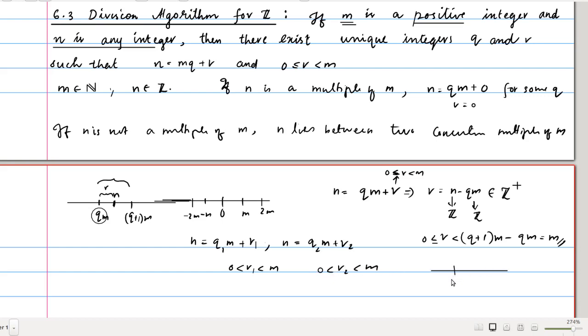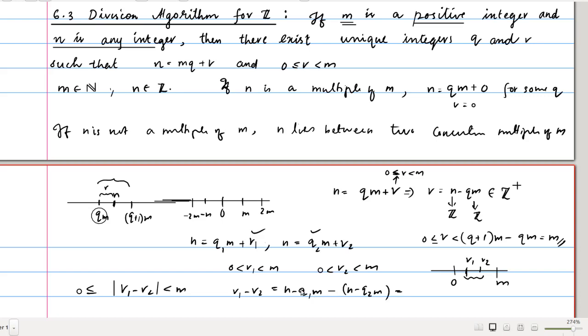That means if we have m here, a positive quantity, and suppose we have r1 and r2 in between these two numbers, then we can say that the distance between r1 and r2 is always less than m. 0 less than or equal to the distance between these two is less than m. But from these two equations we can write r1 minus r2. What is r1 minus r2? r1 minus r2 is n minus q1 m, that is r1, and r2 is minus of n minus q2 m.